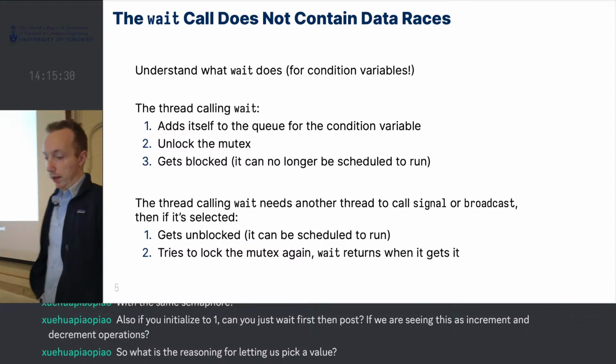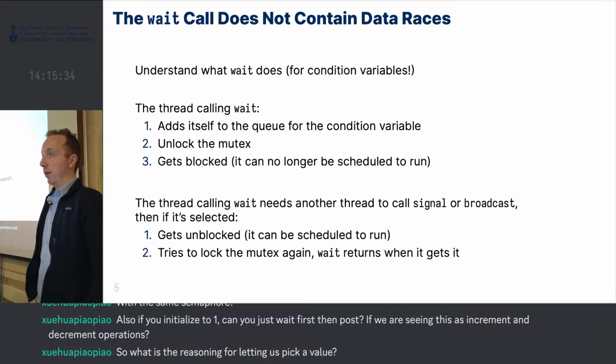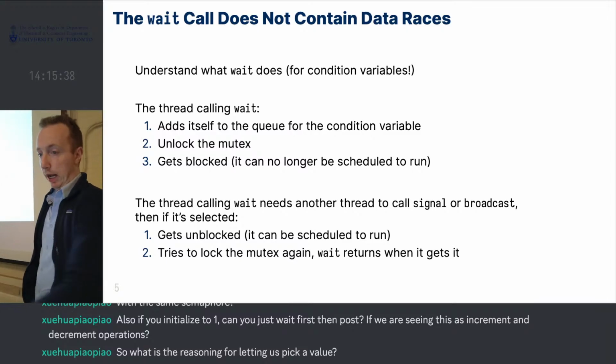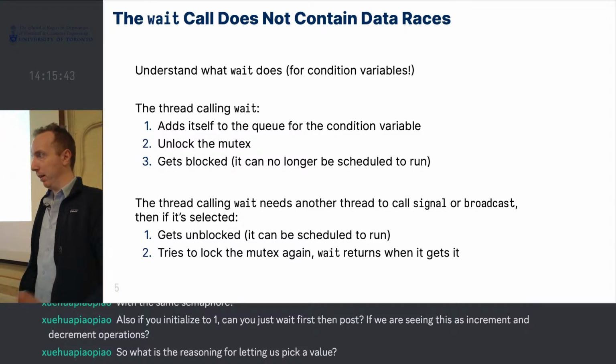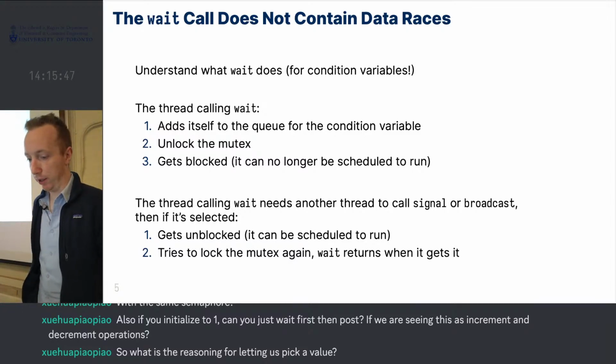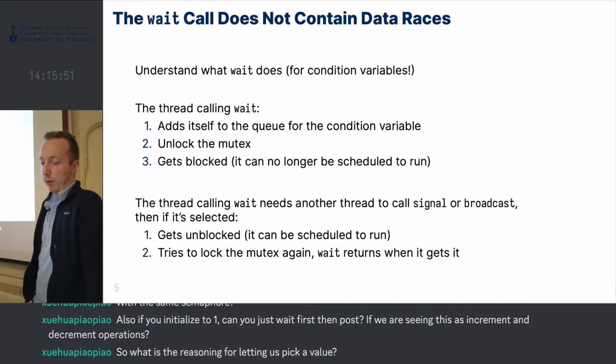So again, we should understand what wait does. The thread calling wait will atomically do 3 steps. It will add itself to the queue for this condition variable. You can think of that pthread cond, I find it easier to just think of that as the queue itself. And then it will also unlock the mutex, and then it will be blocked because it has put itself to sleep.